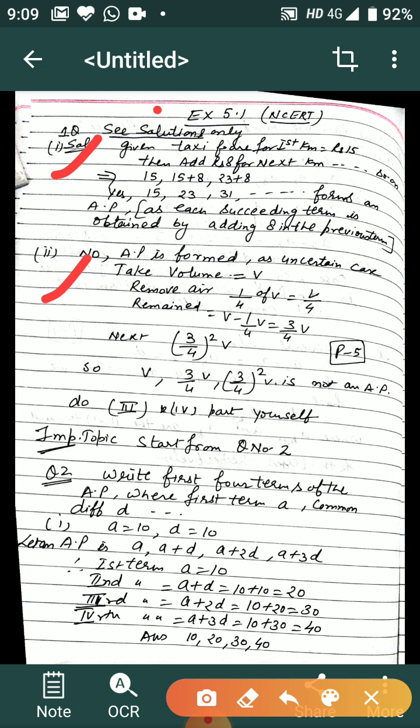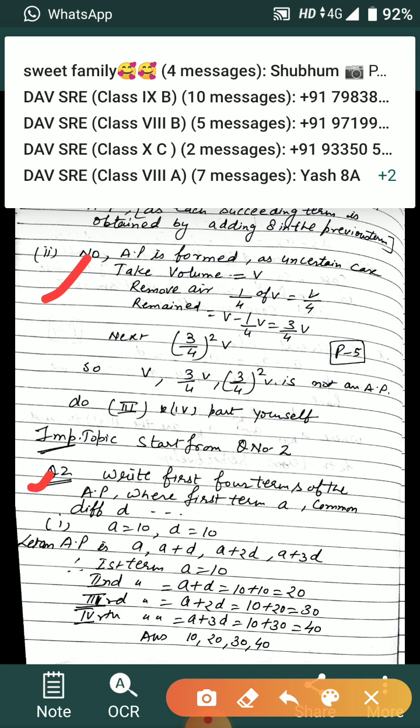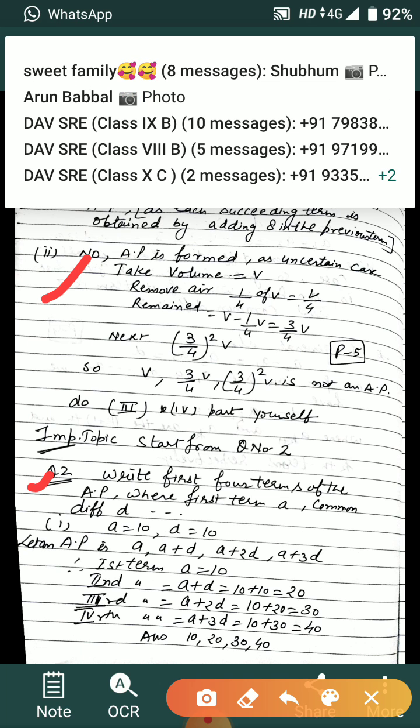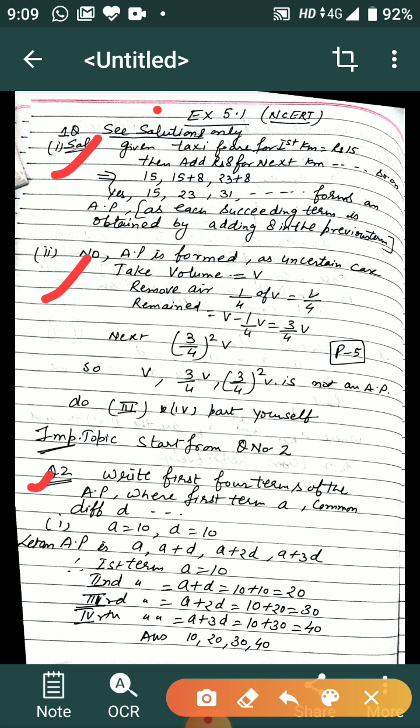Start with question number 2. These are the CBSE questions of 1 mark you can get here. It says to write the first 4 terms of the AP, where the first term A and the common difference D are given. So see the question very carefully. Here the first term is named A, and the common difference D is given. So first of all we have to find the first term, that is A.